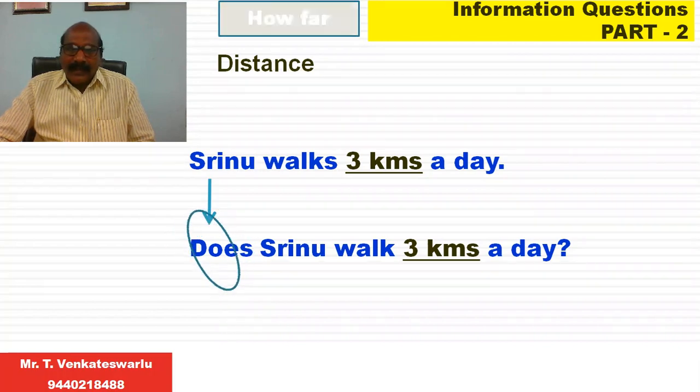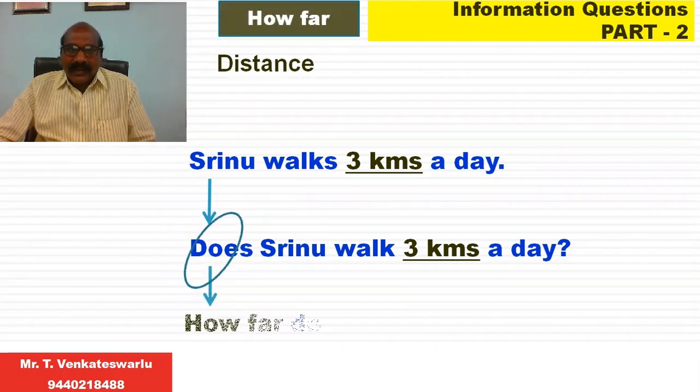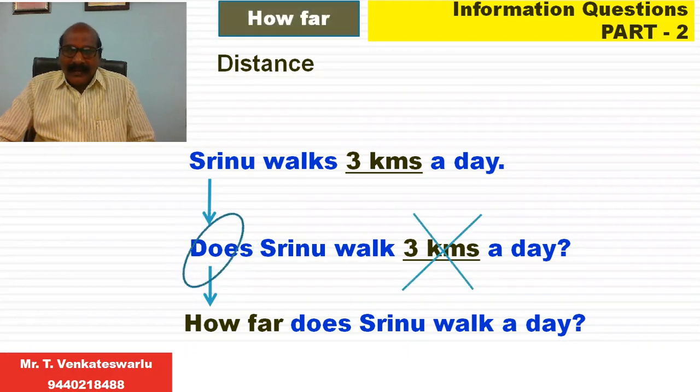And the underlined part, 3 kilometers, refers to some distance. So we have to begin the question with how far. How far does Srinu walk a day? And the underlined part is naturally deleted.